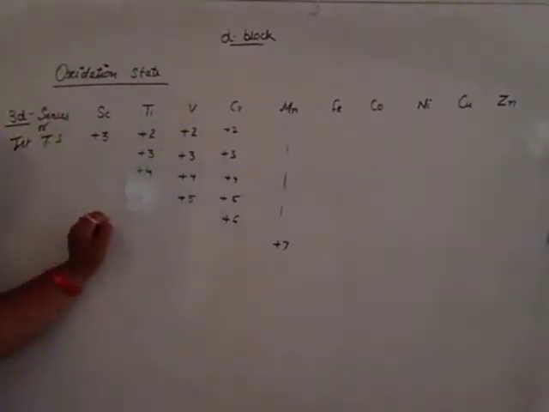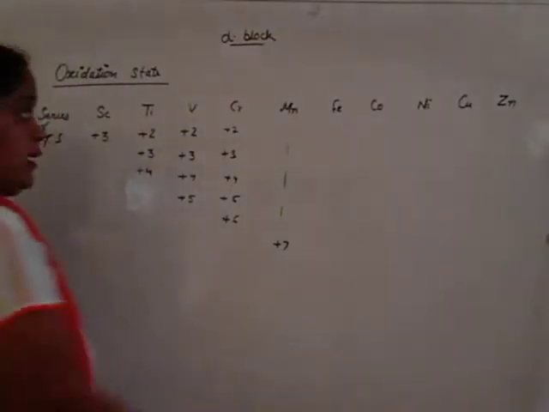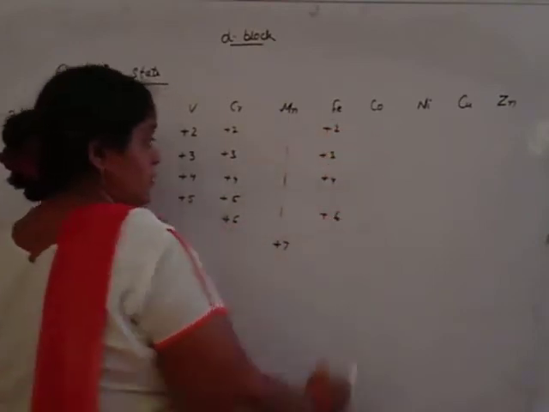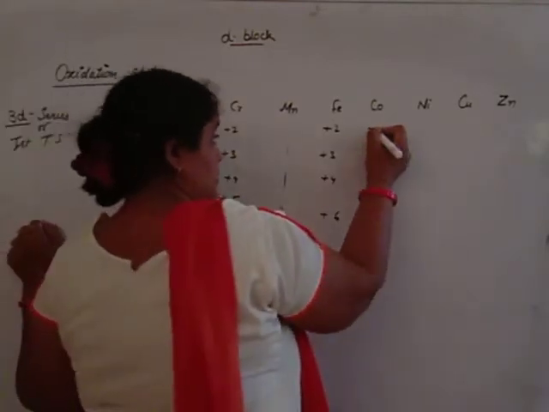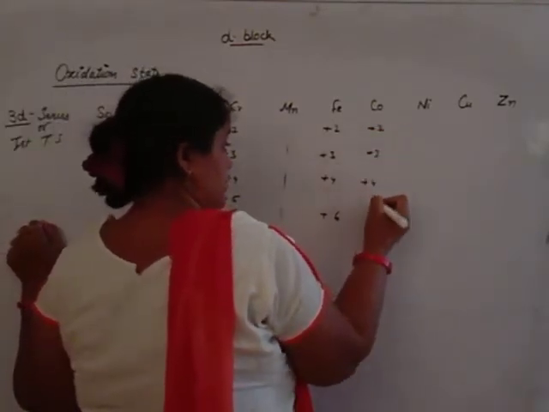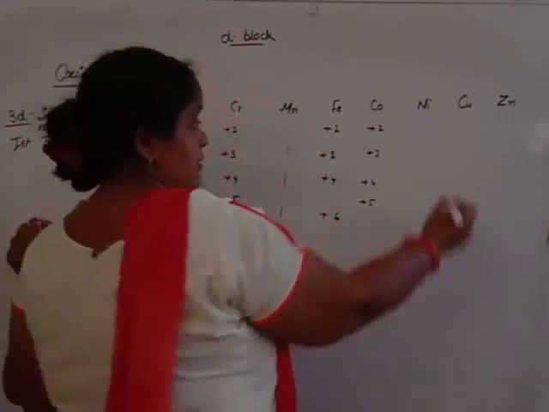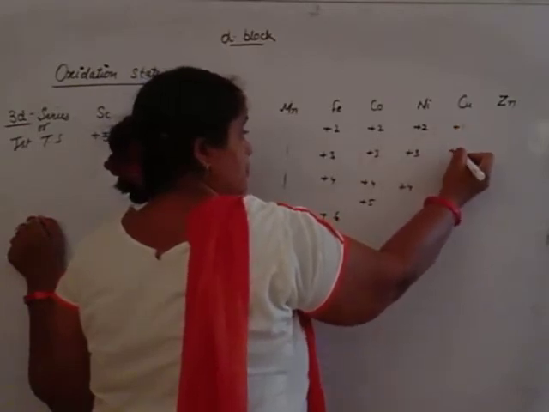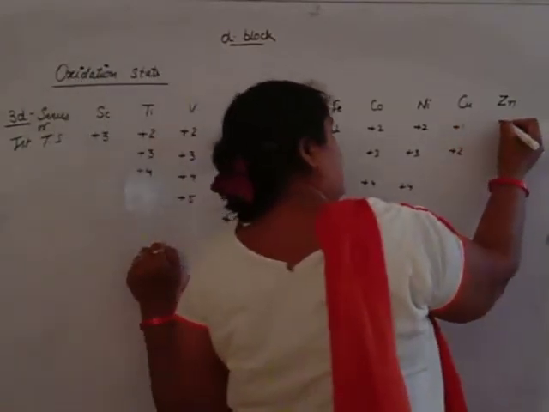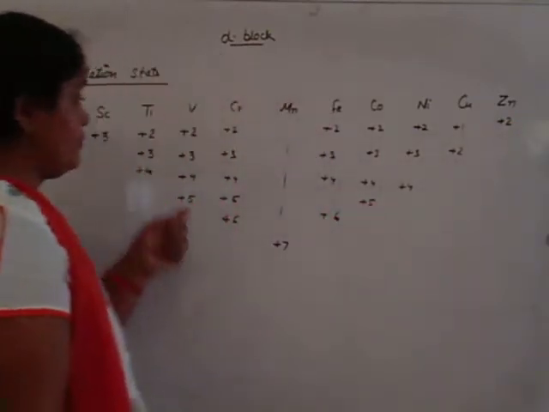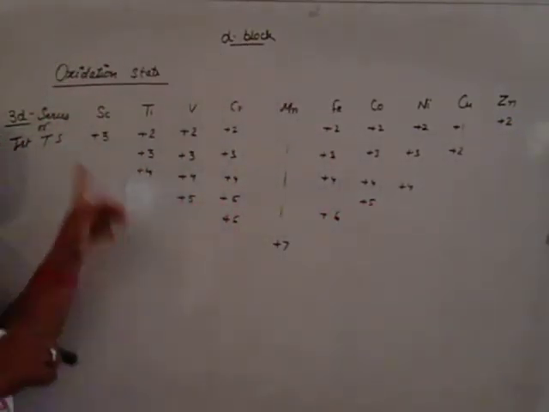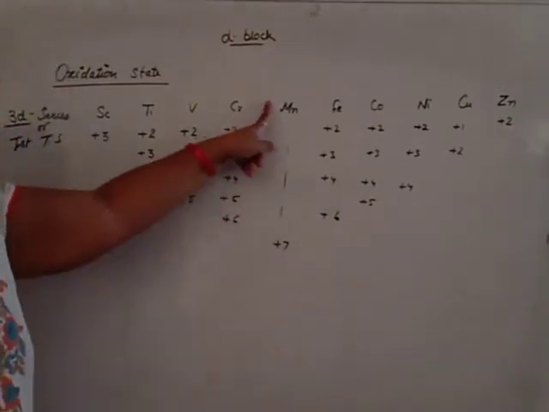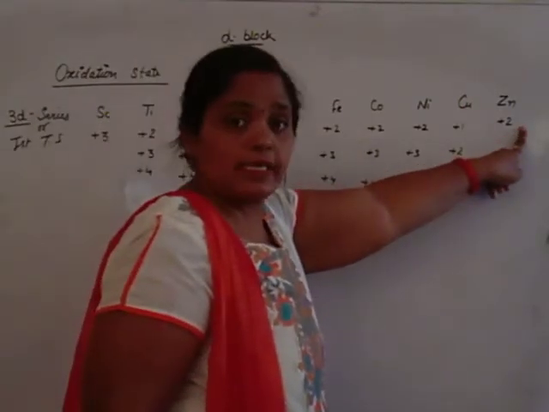After manganese, the oxidation states start to decrease. Iron shows +2, +3, +4, +6, not +5. Cobalt +2, +3, +4, +5. Then nickel +2, +3, +4. Copper +1, +2. And zinc has only the +2 oxidation state. First of all, the number of oxidation states increases. After the middle of the series, after manganese, it starts to decrease.